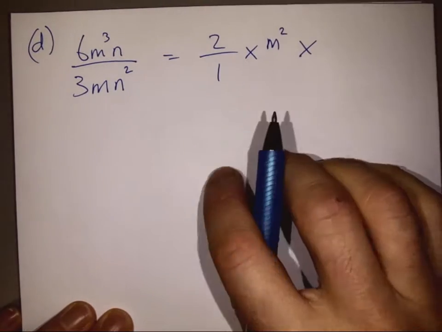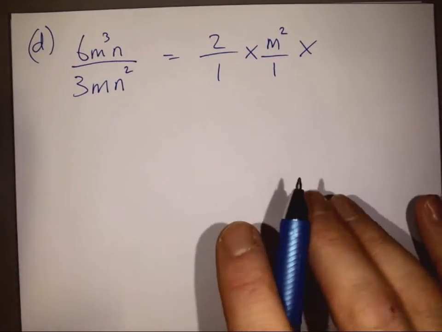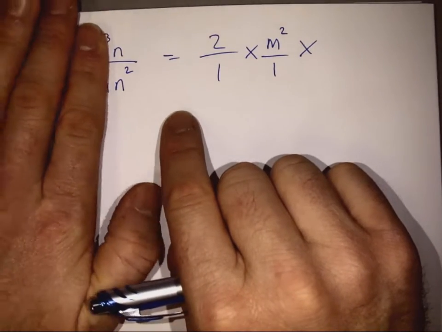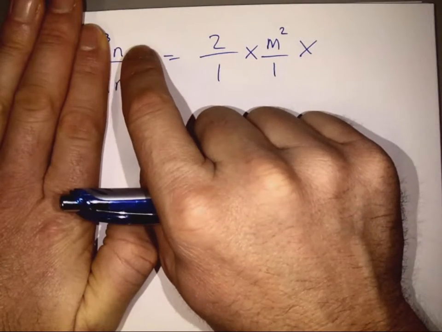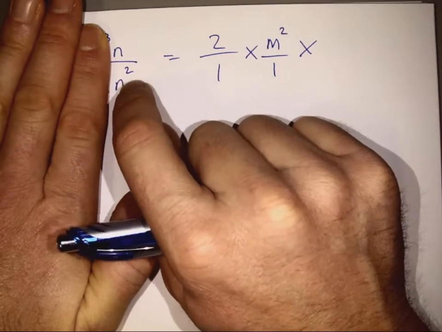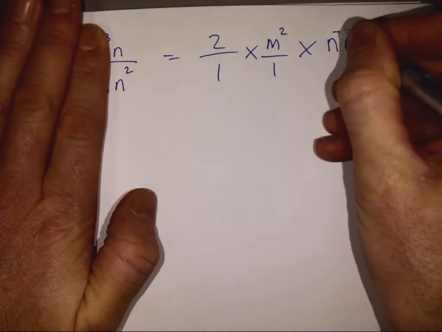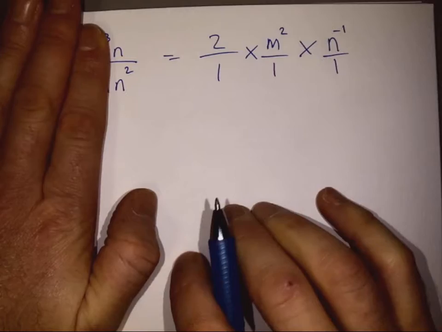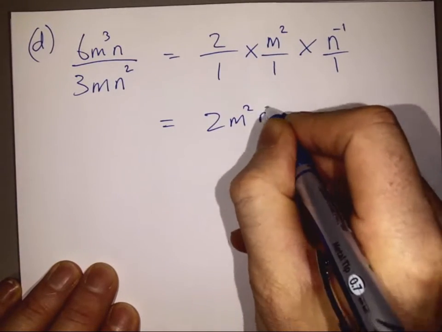multiplied by, we could put that over 1 if we like to make it easier for fraction manipulation. And now we have n to the power of 1 over n to the power of 2, so it's going to be n to the power of 1 minus 2, and 1 minus 2 is n to the power of minus 1 over 1. So that tidies up to 2m squared n to the power of minus 1.